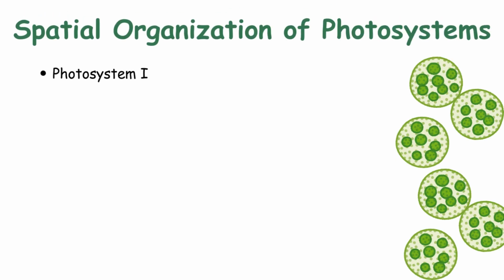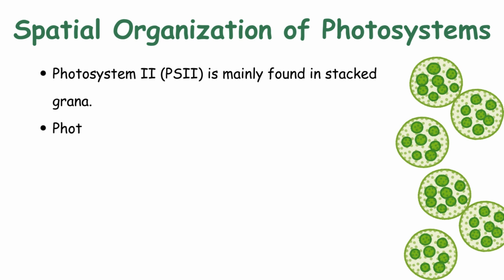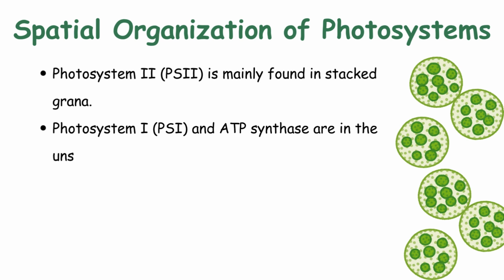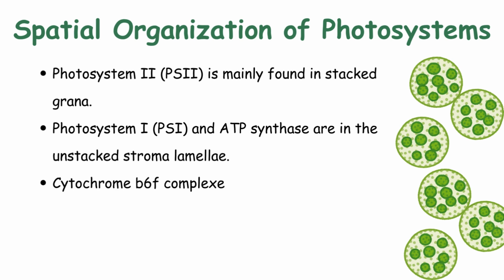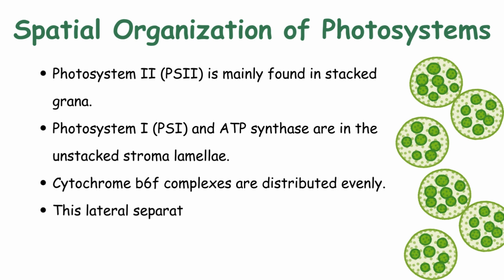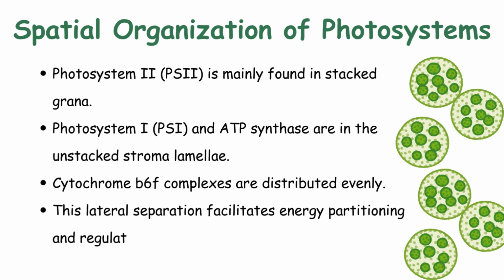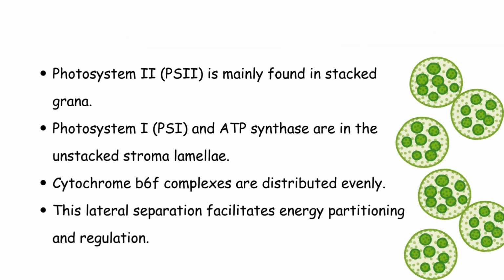Let's talk about spatial organization. Photosystem II, or PS2, is primarily located in the stacked grana, while Photosystem I, or PS1, and ATP synthase are in the unstacked stroma lamellae. In contrast, cytochrome b6f complexes are evenly distributed across both areas.